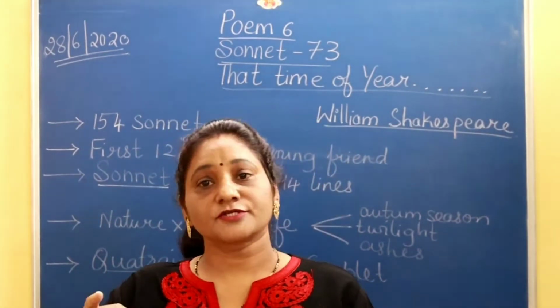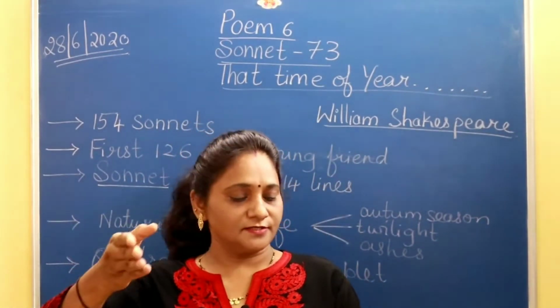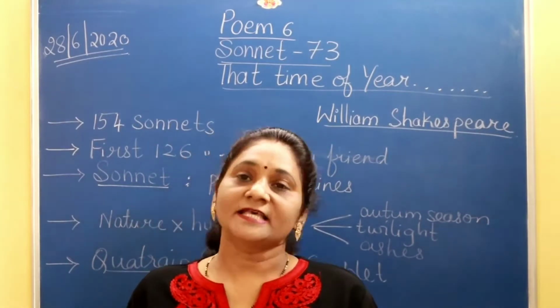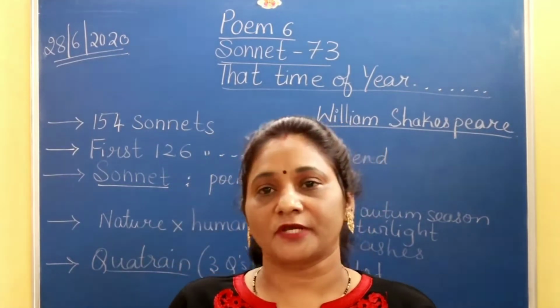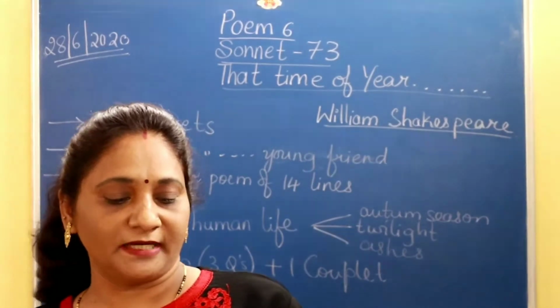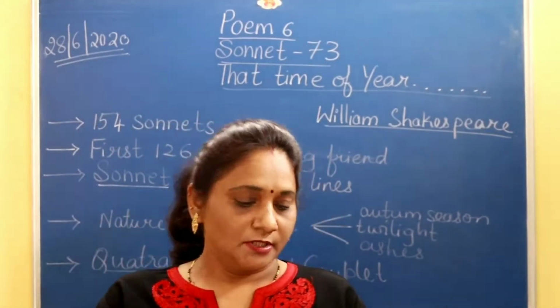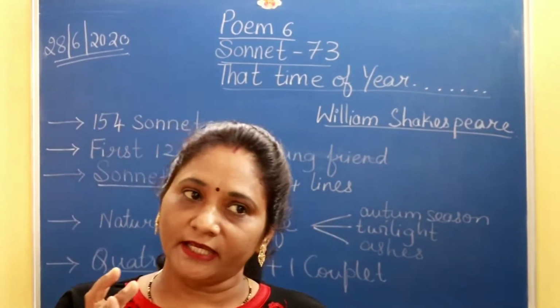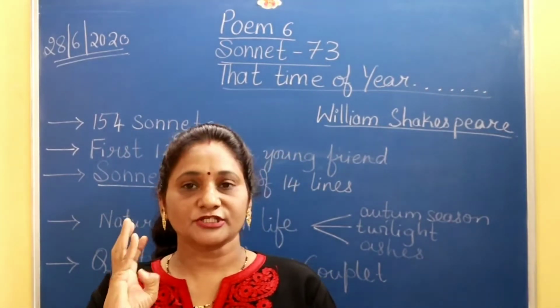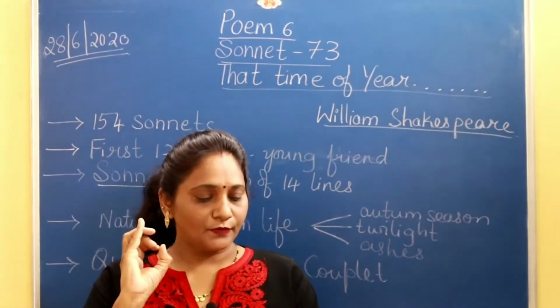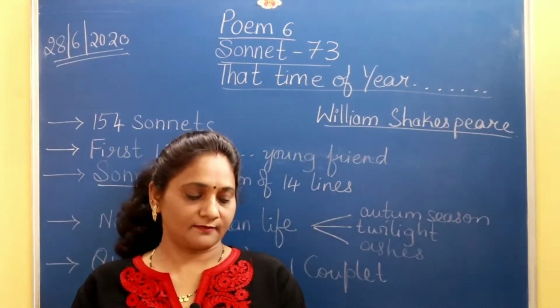Nature versus human life. He has explained the 4 stages in human life: childhood, youth, old age and death.